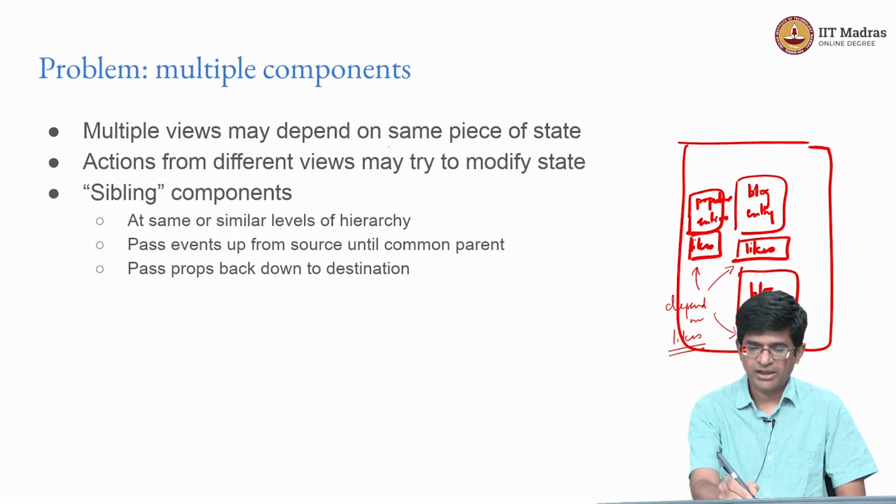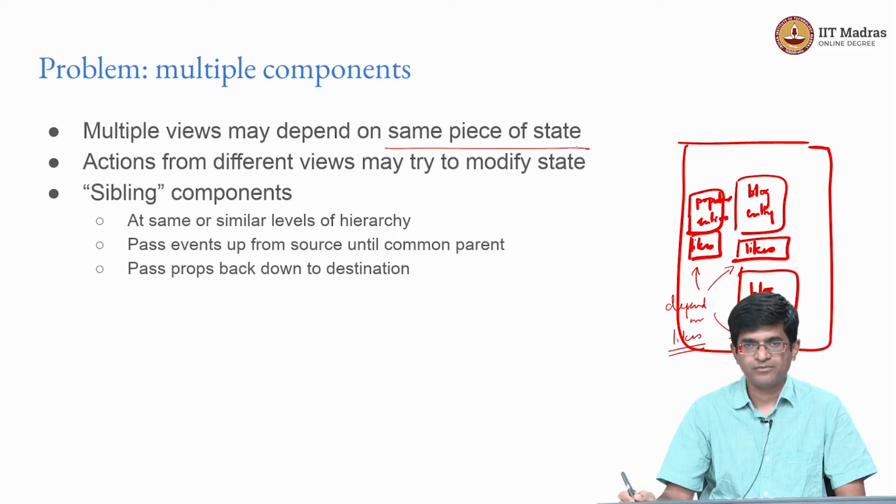In other words, they depend on the same piece of state. When I say a piece of state, essentially what I mean is some variable, some value that is present inside the system. Now actions from different views may try to modify the state. For example, over here I might have something which increases the number of likes. There is a button that allows me to click on it and then it increases the number of likes for that blog post. That in turn has to then go and update something else, some other component.